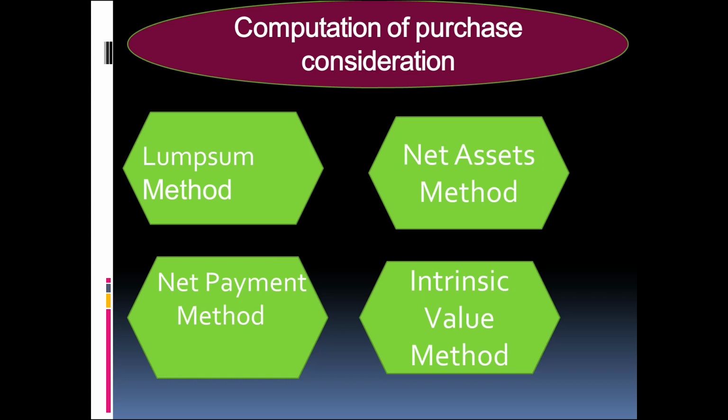Computation of purchase consideration. The purchase consideration can be computed under any of the four methods: lump sum method, net payment method, net assets method, intrinsic value method. In all the above four methods, consideration payable to shareholders alone should be shown as per Accounting Standard 14. Amount payable to other claimants like debenture holders and creditors should not form part of the purchase price, even if the purchasing company agrees to pay for their settlement.